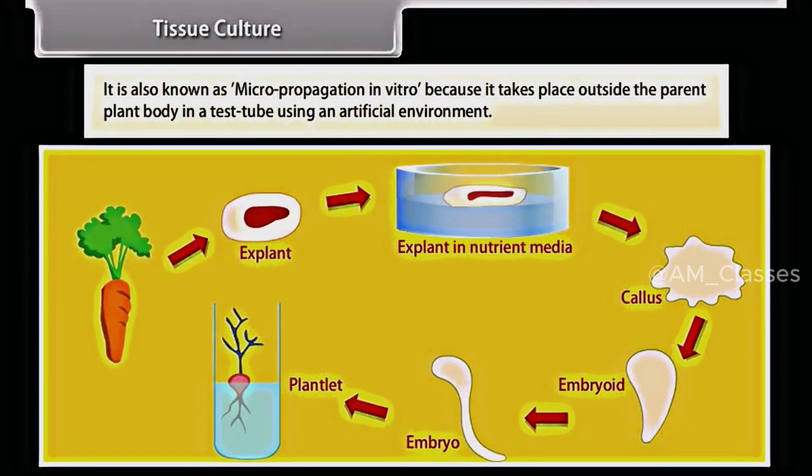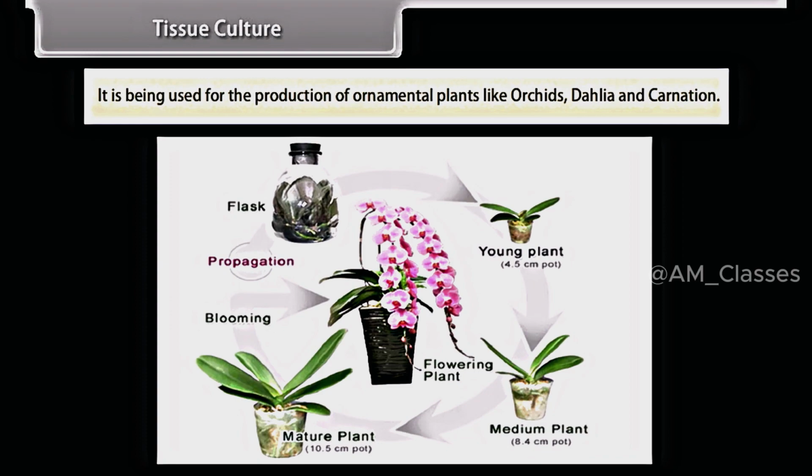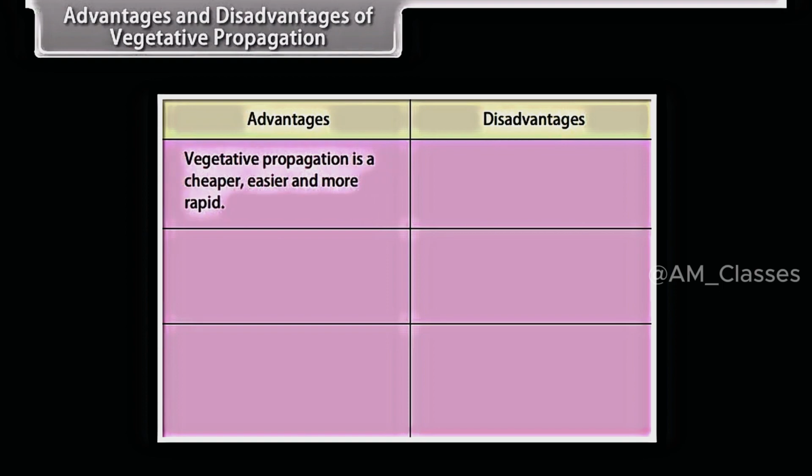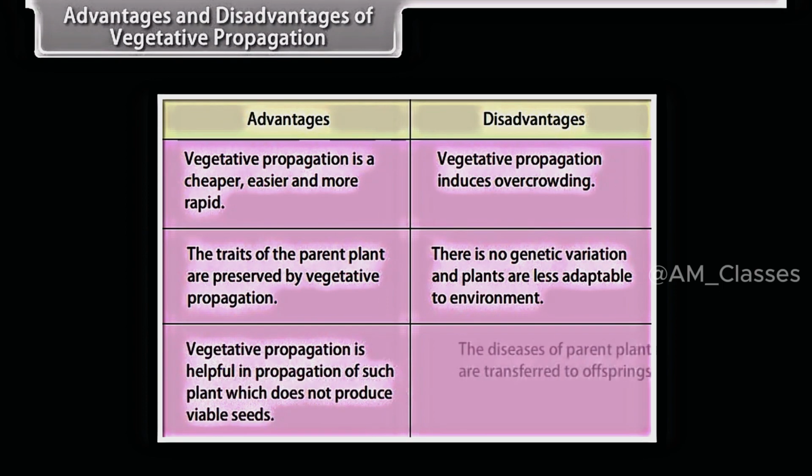It is also known as micropropagation in vitro because it takes place outside the parent plant body in a test tube using an artificial environment. It is being used for the production of ornamental plants like orchids, dahlia, and carnation. Advantages and disadvantages of vegetative propagation. Let us discuss some of the advantages and disadvantages of vegetative propagation.